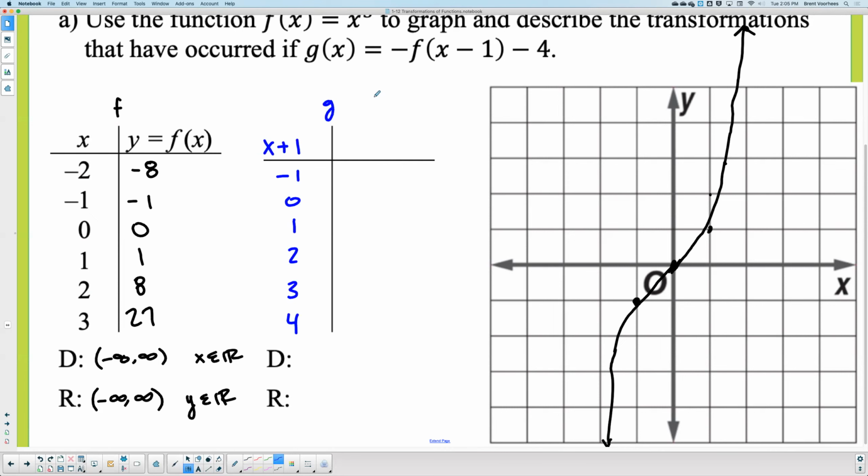Okay. So all I do for my x's is I add 1. x plus 1. Now for my y's, this says take a negative. f represents the y, so it's a negative y, and then minus 4 more. So I go to my y column. You're going to take a negative of the y and then subtract 4 more. So it's the negative of -8. What is a negative of a -8? Positive 8. Minus 4 is 4. That'll be the first value.